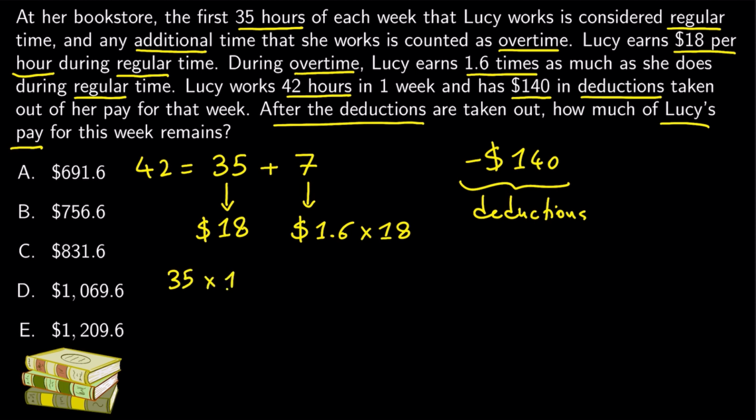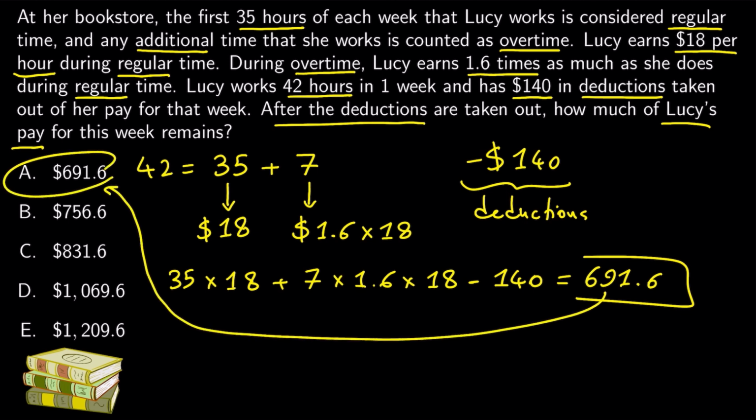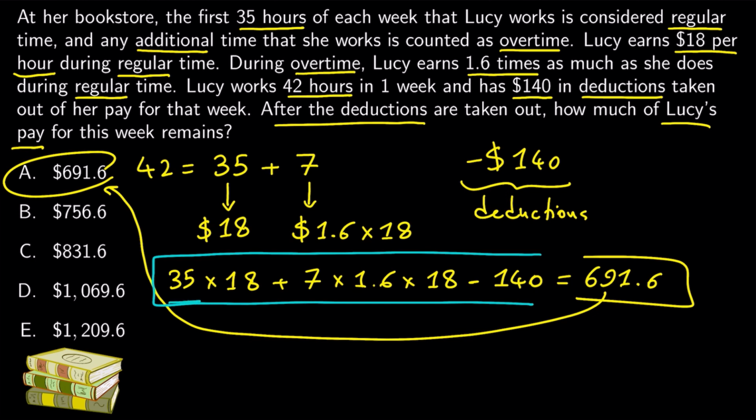35 times 18 plus 7 times 1.6 times 18 minus $140 in deductions. When we evaluate this expression using a calculator, we get $691.6. And that's it. The answer is A. Great. On a test day, you can save time by writing only the last expression, which includes the regular pay, the overtime pay, and the deductions.